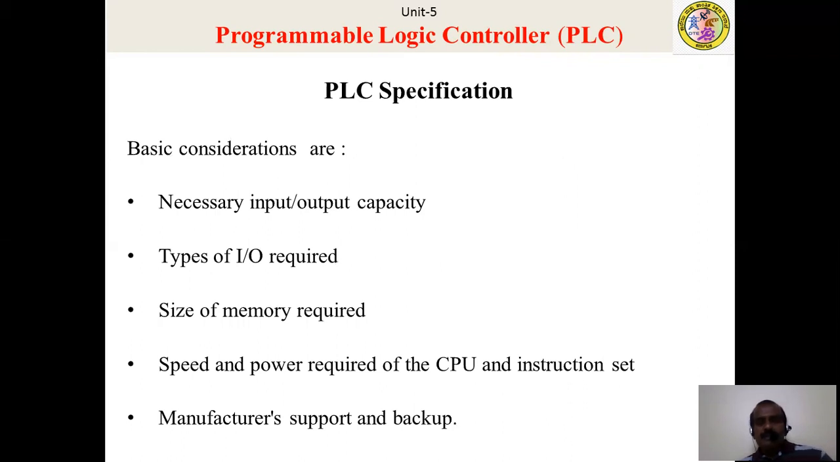Coming to the PLC specification, whenever we plan to buy a PLC, the following parameters have to be considered: necessary input and output capacity, types of input-output required, size of memory required, speed and power required of the CPU, instruction set, manufacturer support and backup.